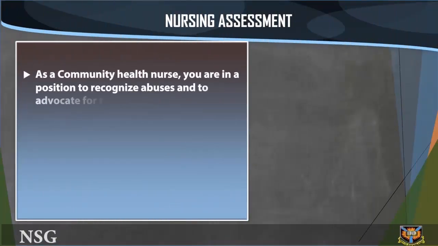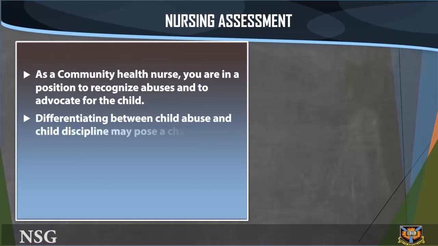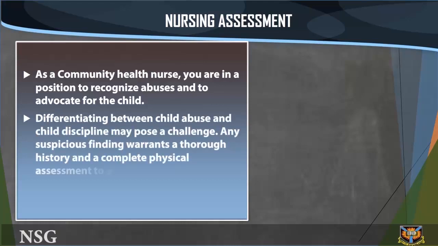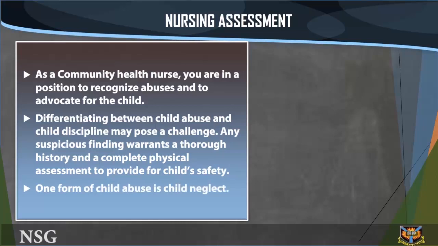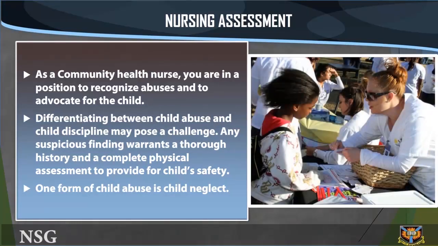Nursing assessment. As a community health nurse who works with the family or individuals, you should be in a position to recognize abuse and to advocate for the child. Advocacy is difficult if the nurse cannot maintain the objectivity necessary for obtaining a history. This is because history taking is an important aspect of advocacy. Also, differentiating between child abuse and child discipline may pose a challenge. Any suspicious finding warrants a thorough history and a complete physical assessment to provide for child safety.